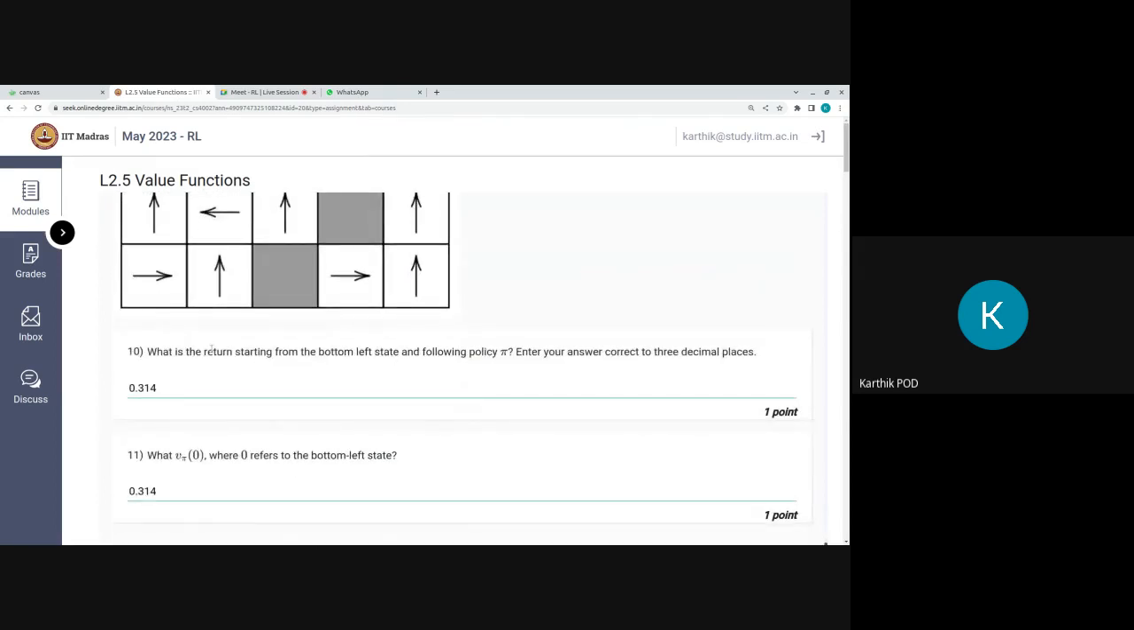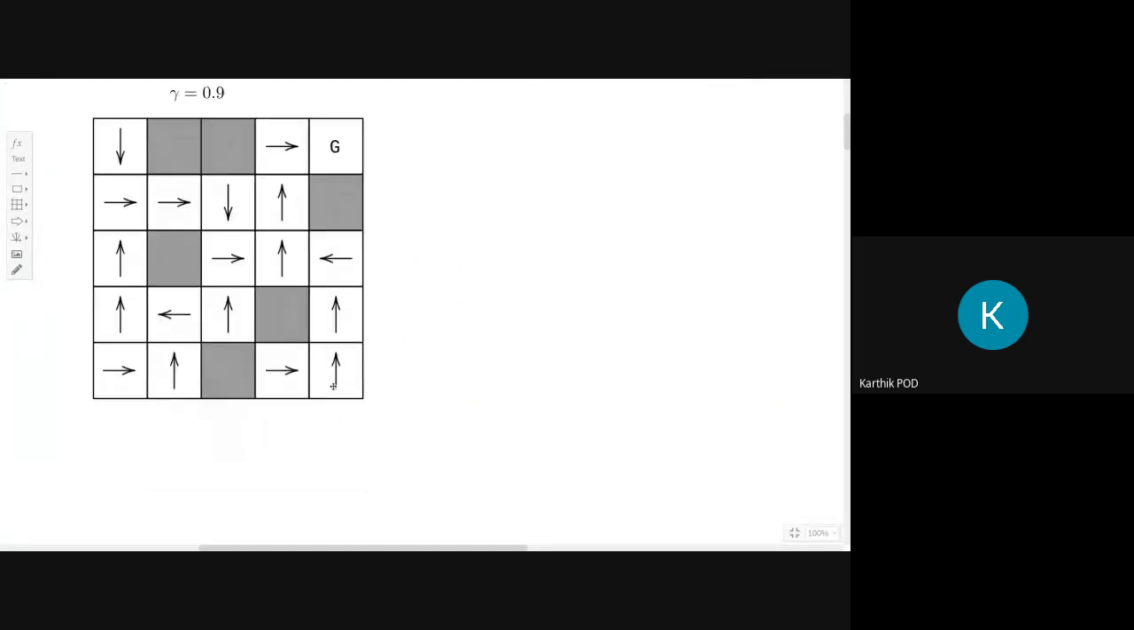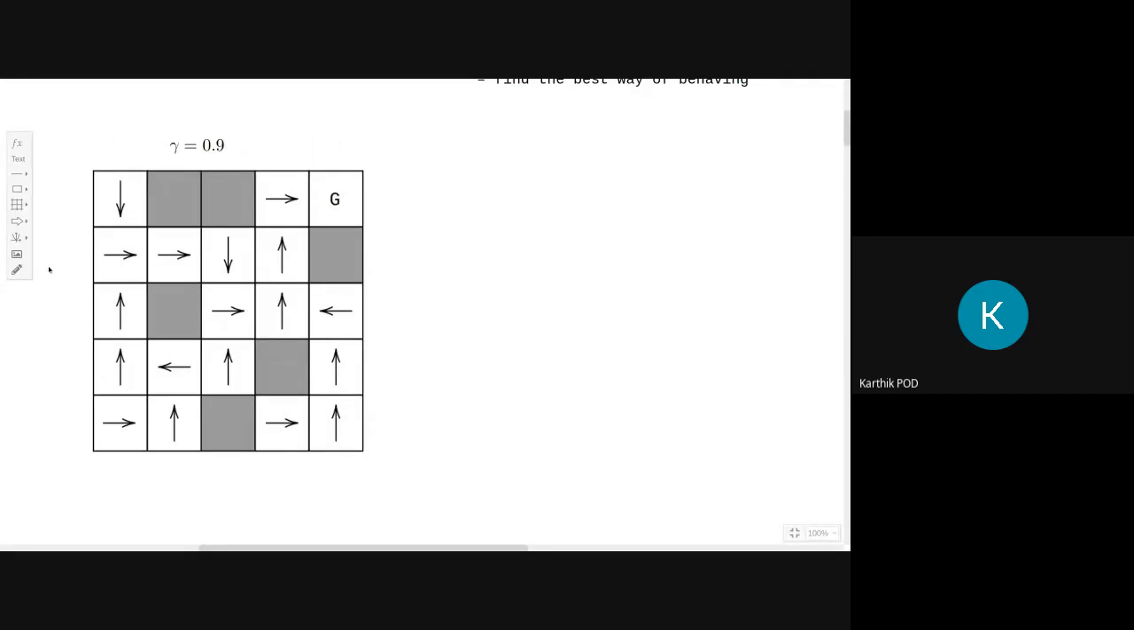Okay, in this situation, what is the return starting from the bottom left state and following policy pi? So that's what is asked. You start from the state and you have to compute the return when you follow this policy. So let's just follow the policy and see where it takes us. You start from here. You go right, you're asked to go right. Then you go up, you go left, you go up, you again go up, you go right, right, you go down, go right, up, up, and you reach the goal, right?